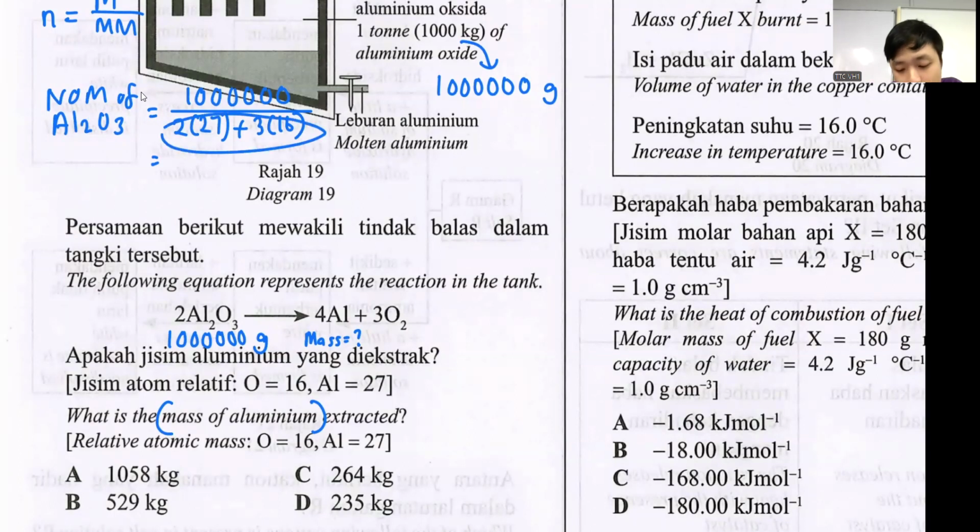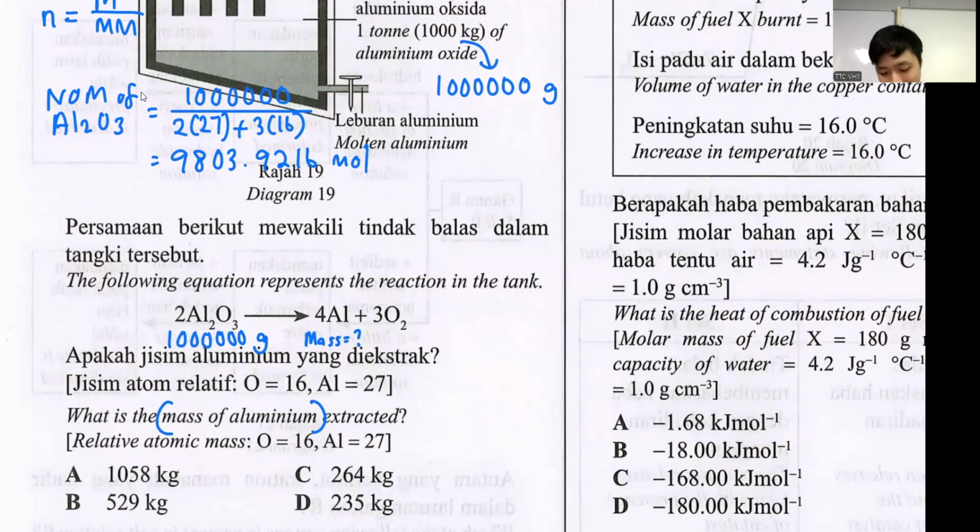This one you will get 102, right? So 1 million divided by 102. You will get quite a big number, okay? You will get 9803.9216 mole.